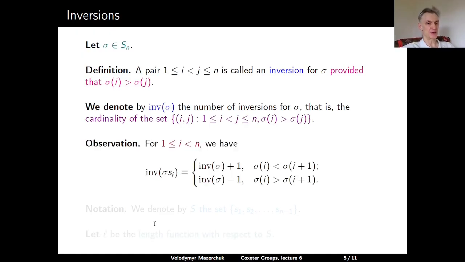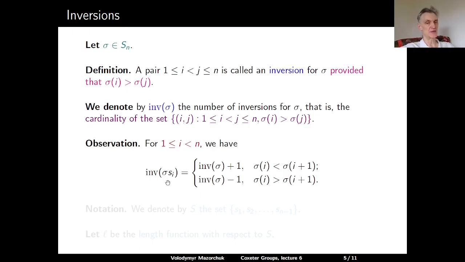Here is an elementary observation. If i is an element between 1 and n minus 1, then inv of sigma times s_i, where s_i is our elementary transposition of i and i plus 1, is equal to inv of sigma plus 1 if sigma of i is less than sigma of i plus 1, and this is equal to inv sigma minus 1 if sigma of i is greater than sigma of i plus 1.